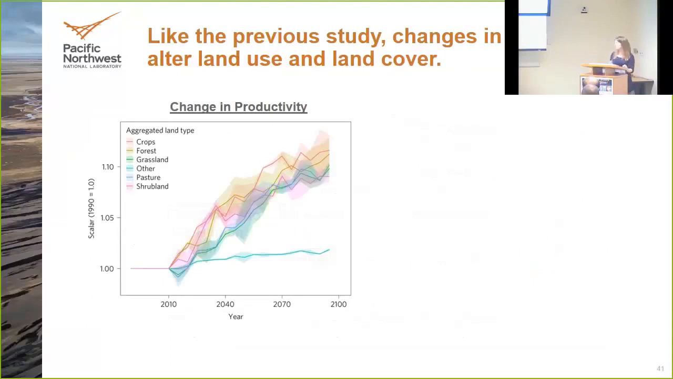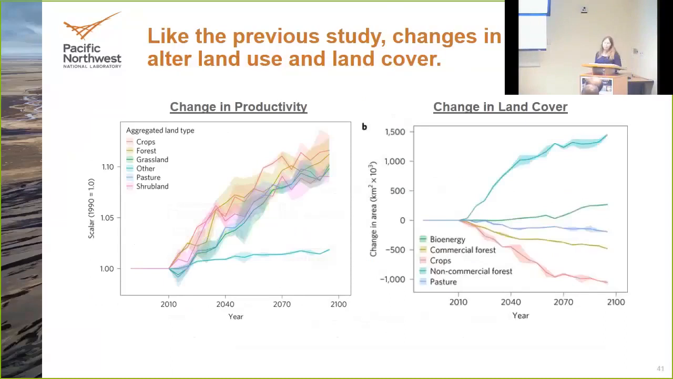So this is a scalar that's not an aggregate over the whole world. It's just over the places where we've actually planted crops. And so what we see here is we're getting about a 10% increase in yield and also in productivity of other land types. So the amount of carbon stored in forests and grassland is also going up by about 10% compared to a no climate scenario. And so what that change in productivity does is, just like before, we're going to end up with a change in land use land cover.